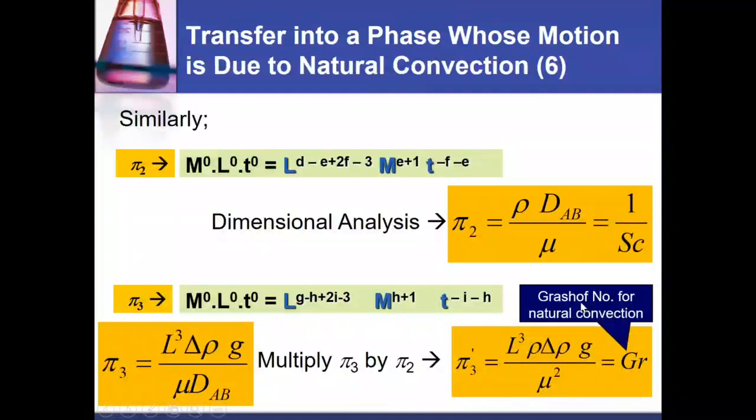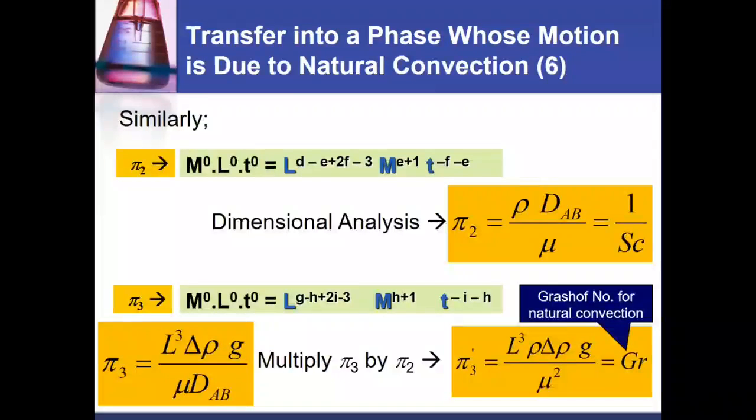And this one we call the Grashof number. Okay, this is the Grashof number for natural convection. I think you heard about it in heat transfer, right? Not yet, I guess, Doctor. Okay, so this is the Grashof number.